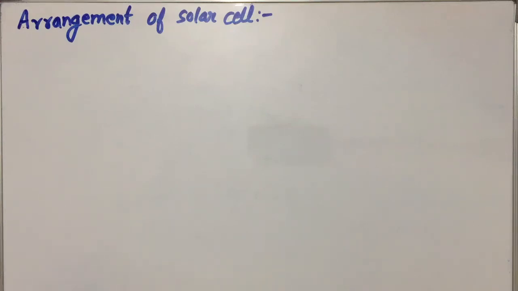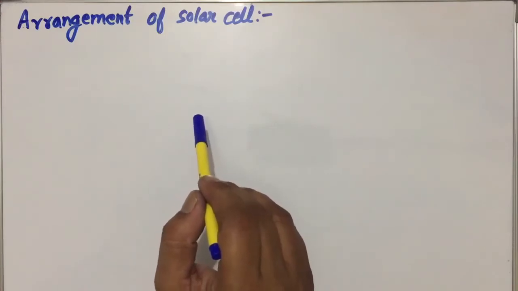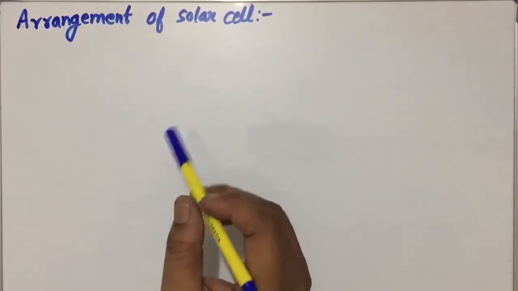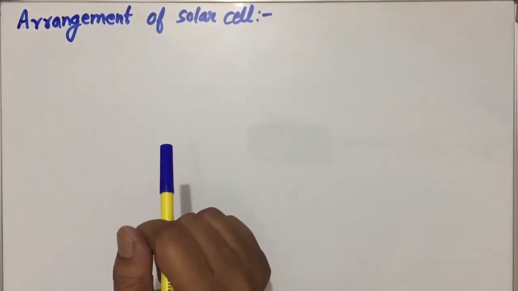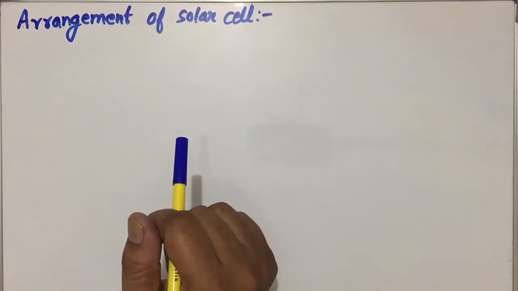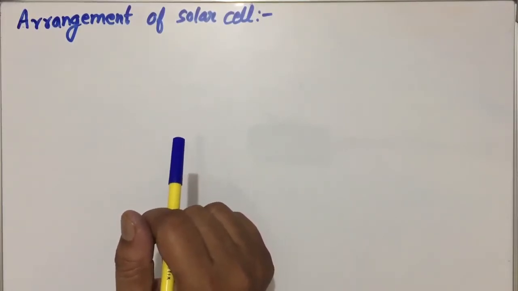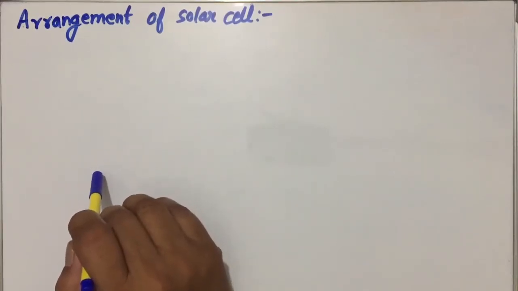Now let us talk about the arrangement of solar cells in the panels. As we know, the cells are connected in series and parallel to get the required output voltage and current. So today we will see how and why they are connected like that.